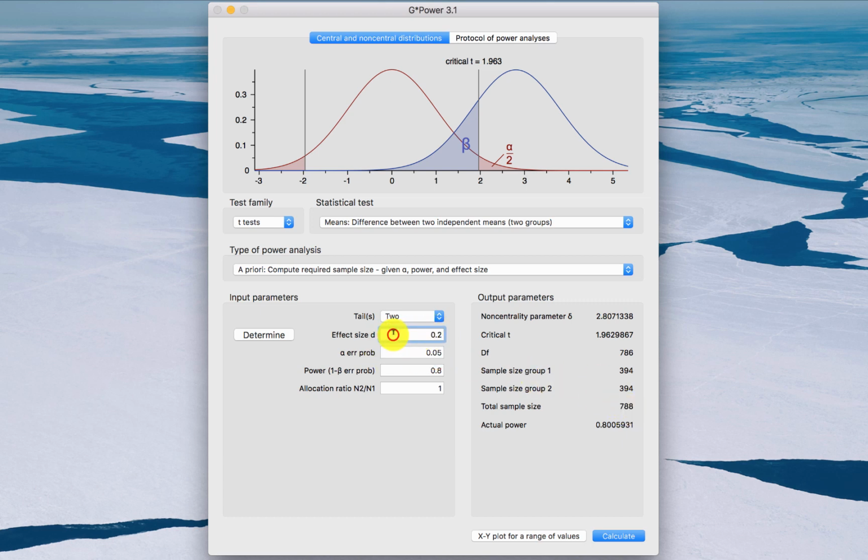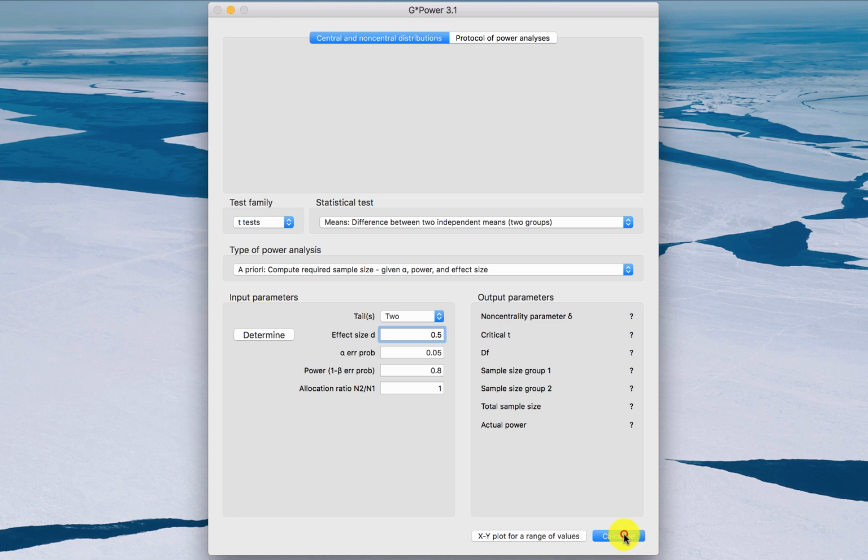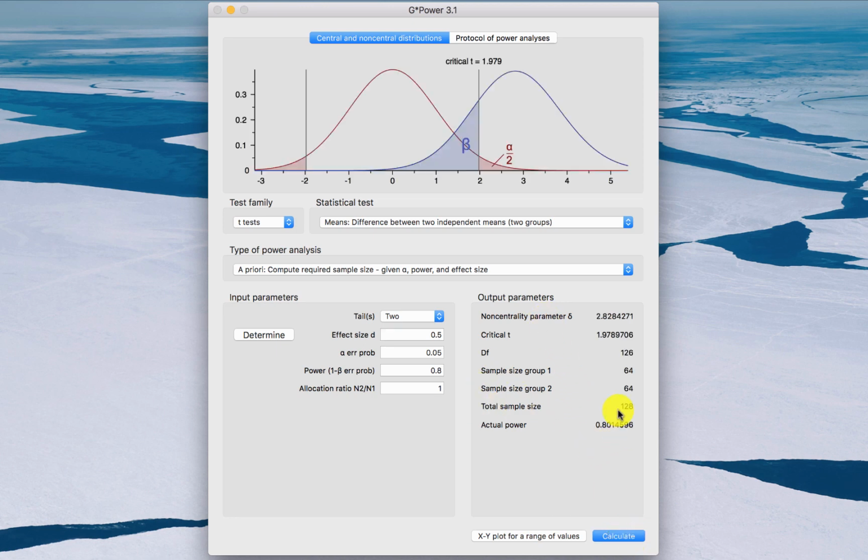The last point I'm going to look at is the effect size. So you really want to go for 0.2 effect size if you can. If you look at the sample size and go, oh, that's just too big, I can't collect that many people, you can put in 0.5 and calculate. It drops down to 128, much more manageable. However, there is a price to pay.